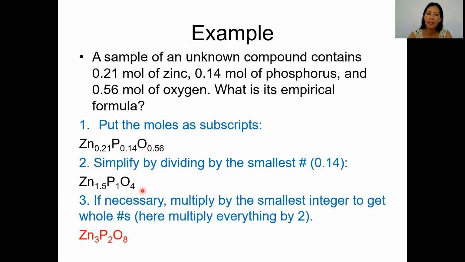I still have this decimal for zinc, so the easiest thing to do now to get everything to a whole number is find the smallest integer to multiply all of these by. If I have 1.5, the easiest way to get a whole number is to double it to get 3. So I'll multiply everything by 2, so I get Zn3P2O8. And that's it. That's your empirical formula.